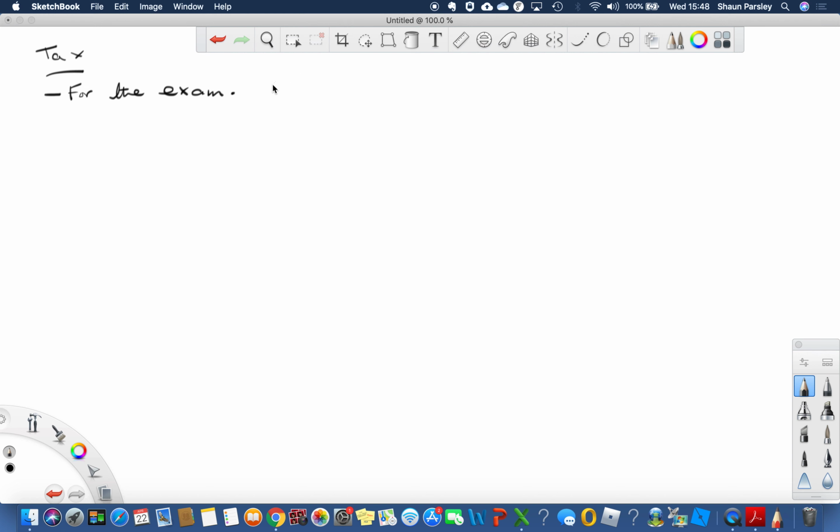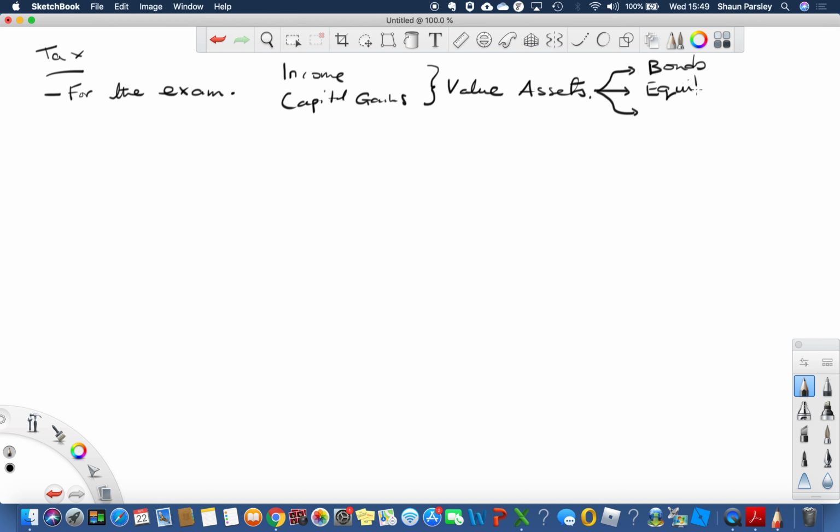Okay, right, there's two sorts of tax which we will consider. There is income and there's capital gains. When are we interested in these? We're interested in these when we value assets. Which assets do we concentrate on in the course? Three sorts really, where these are applicable. So we're going to say bonds, equities, and property.